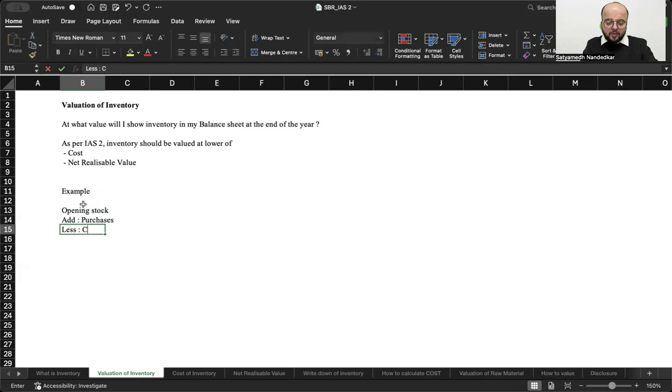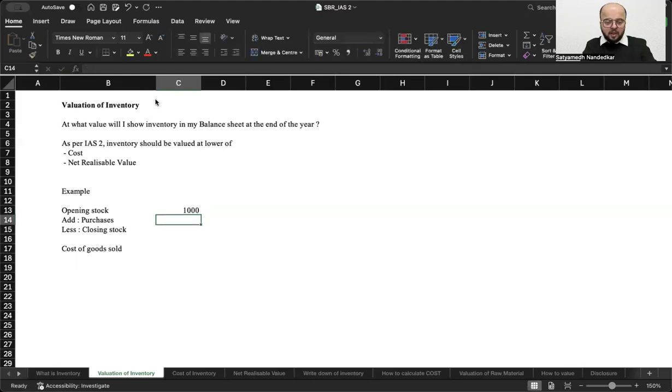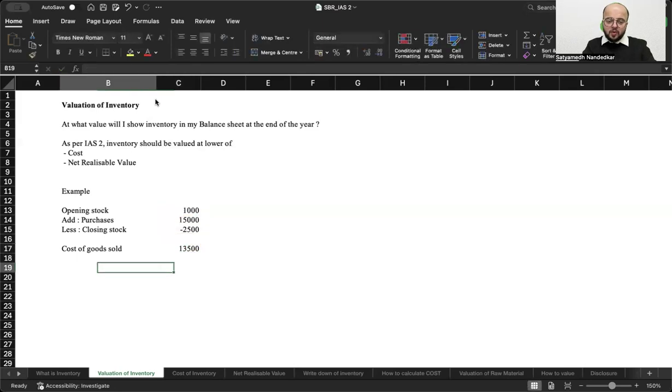From that, I subtract my closing stock and I will get my cost of goods sold. Okay, so let my opening stock be worth 1,000, let my purchases be 15,000, and let my closing stock be 2,500. What is my cost of goods sold? Opening stock plus purchases minus closing stock.